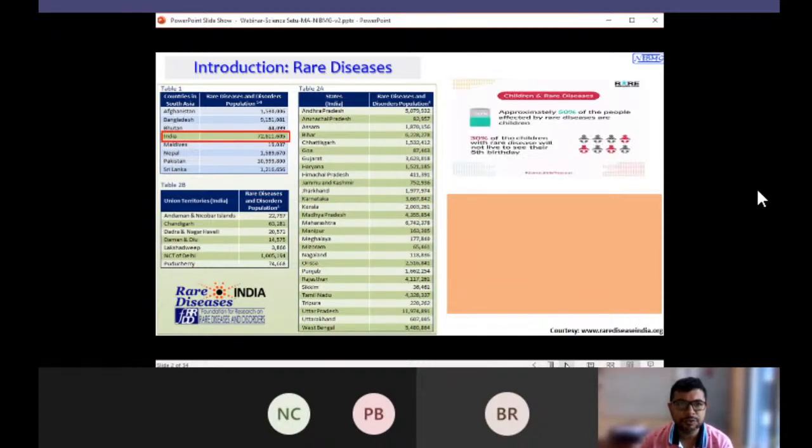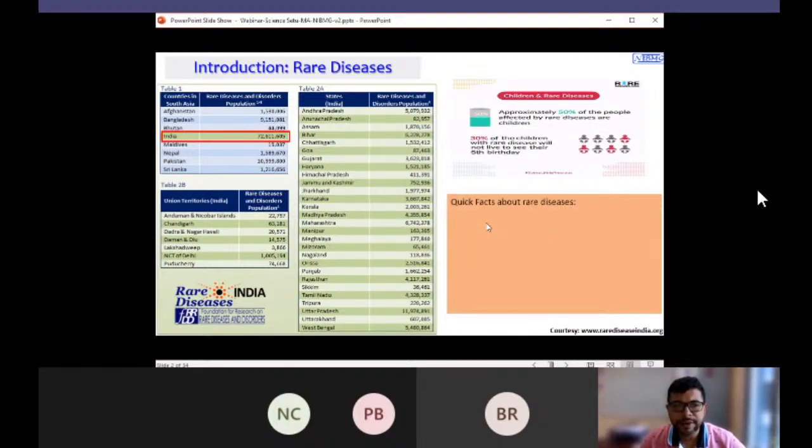And then if we move, there are children and rare diseases. Approximately 50% of the people affected by rare diseases are children, and 30% of the children with rare diseases will not live to see their 5th birthday. So this is an alarming fact.